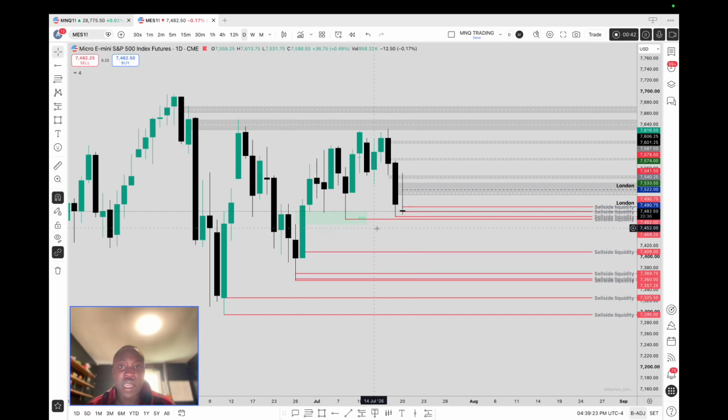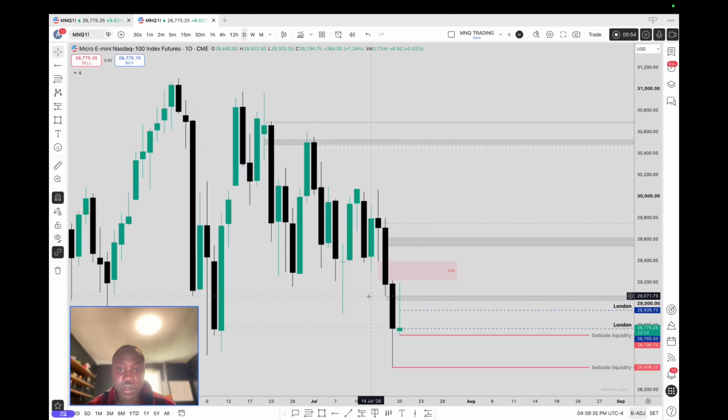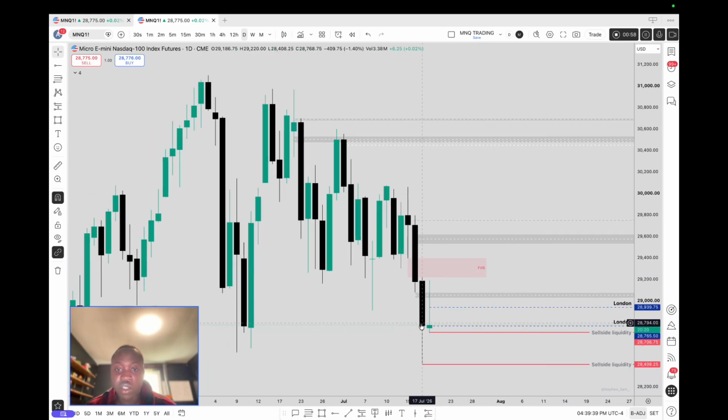ES did not have any imbalances close in proximity aside from this one that we came back into on Friday. And then I looked at NQ also. So NQ had this gap there. So I was looking for us to trade up into this gap and then maybe continue lower. That's what I was looking for.